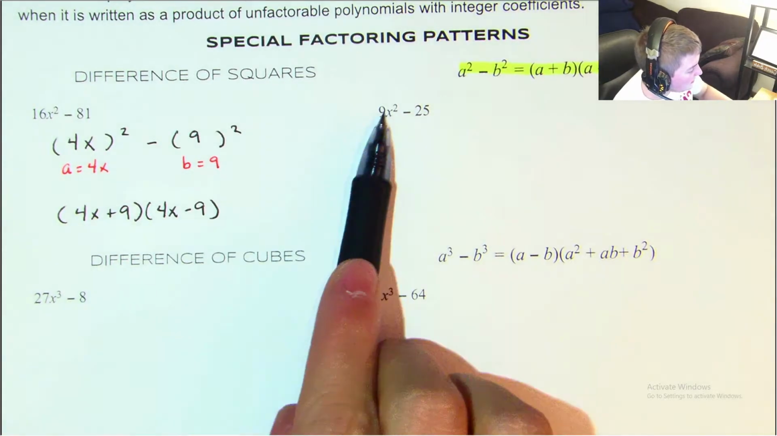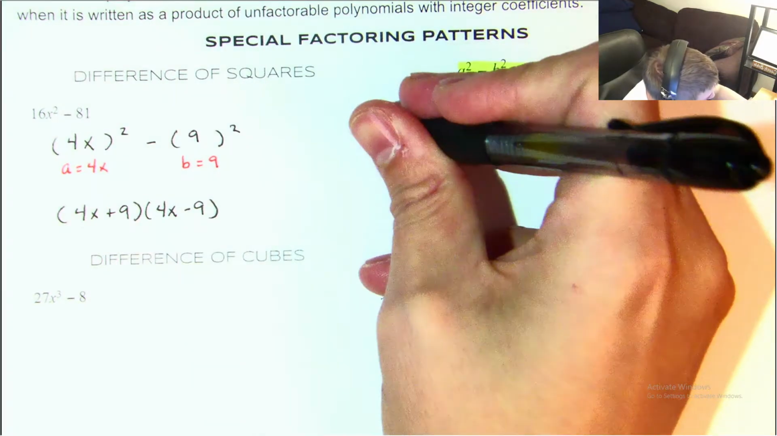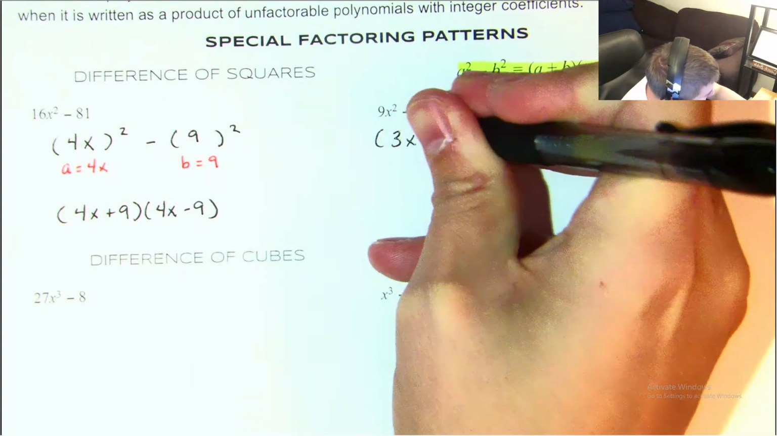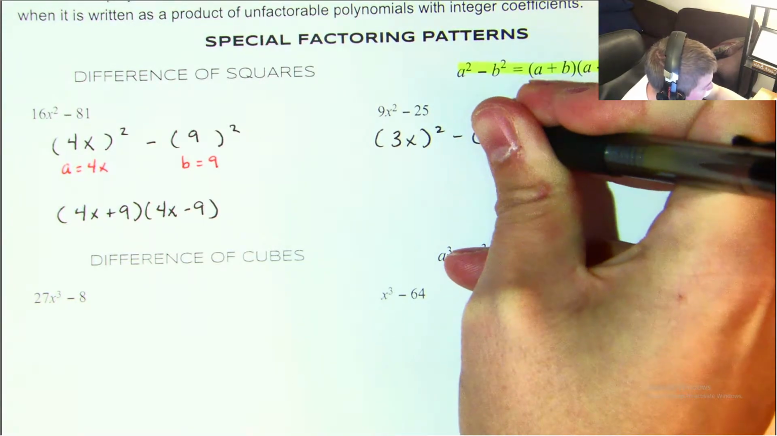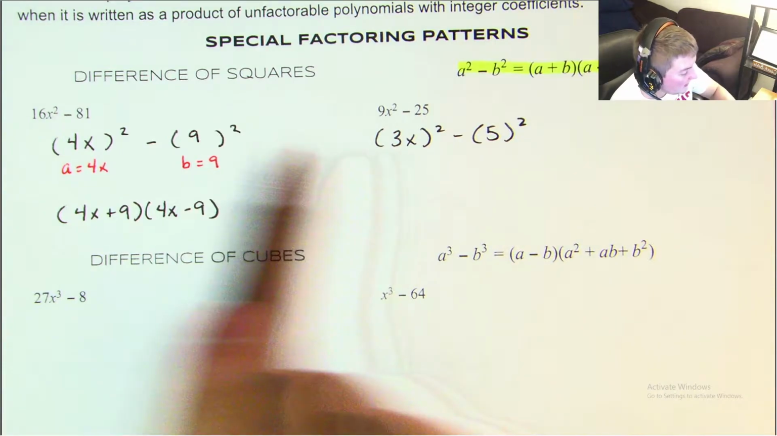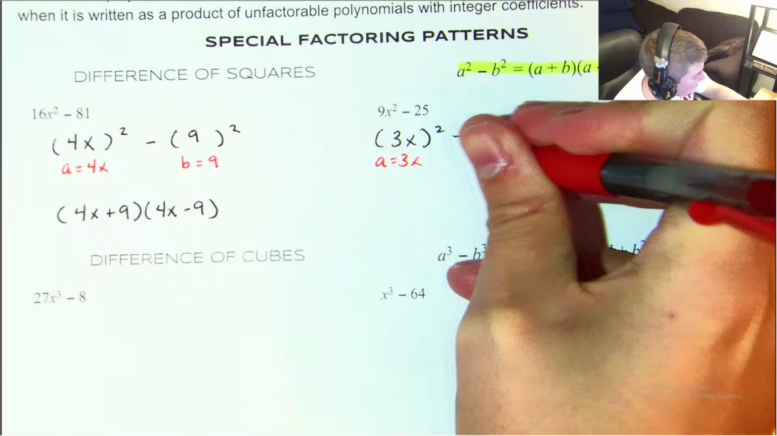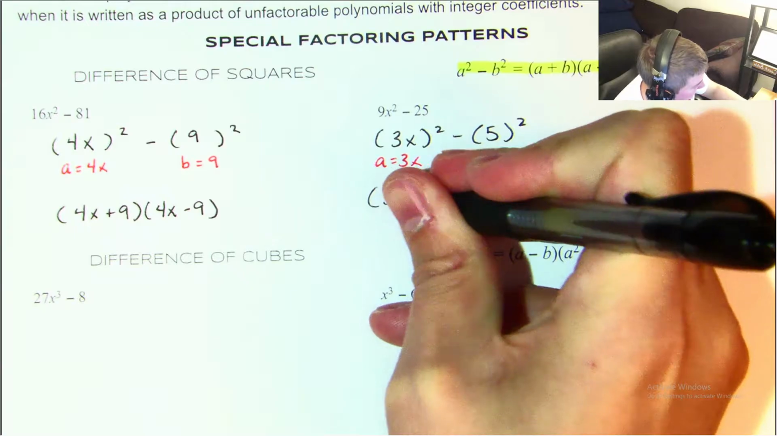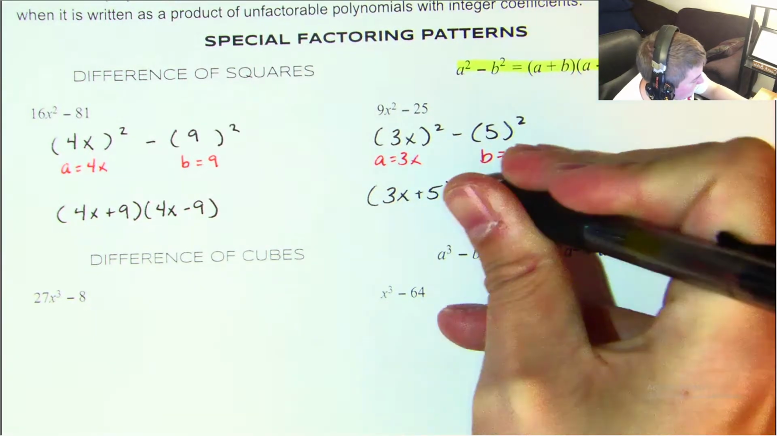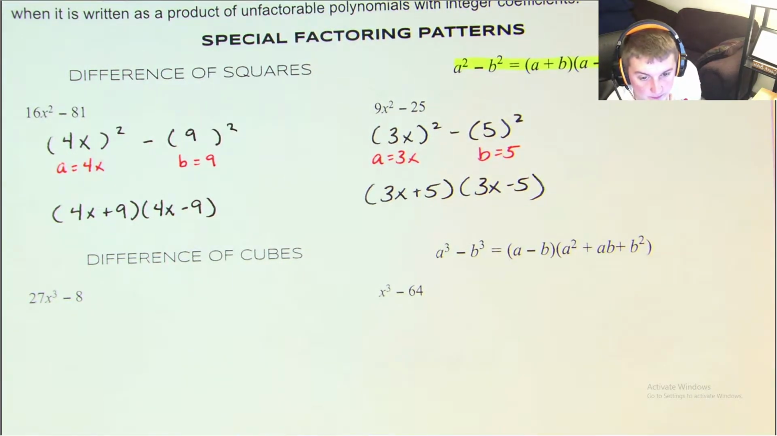So you're asking whether these are perfect squares or not. We're asking whether 9x squared is a perfect square. It is. Its root is 3x. Then we ask ourselves whether 25 is a perfect square. Yes, its root is 5. So now I have my a value, which is 3x, and my b value, which is 5. So this is going to factor into a plus b, so 3x plus 5, times a minus b, 3x minus 5. That is difference of squares.